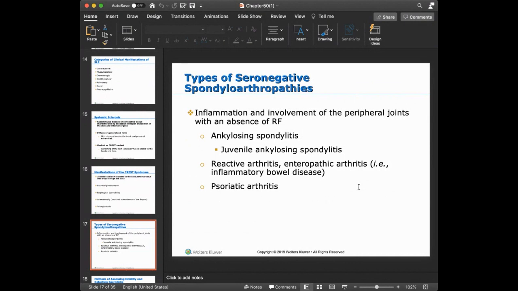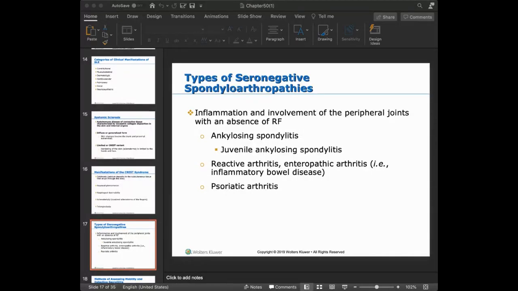When we have inflammation of the peripheral joints without rheumatoid factors, we have what we call spondyloarthropathies. So it's issues with the joints, basically. So this can be reactive arthritis, enteropathic arthritis, you see that oftentimes with inflammatory bowel disease. We can see it with psoriasis. So all of these are autoimmune disorders that are attacking the joints, so that are affecting the connective tissue and the joints.